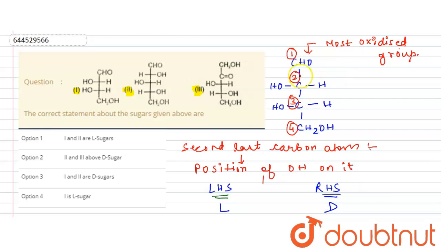So let's check it here. This carbon is the second last carbon atom. Here you can see that the position of OH is on the left hand side, so the configuration will be L configuration. The first sugar has L configuration, because the OH was on the left hand side of the second last carbon atom.